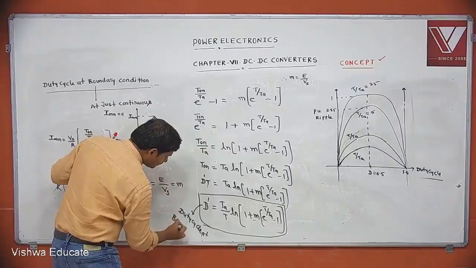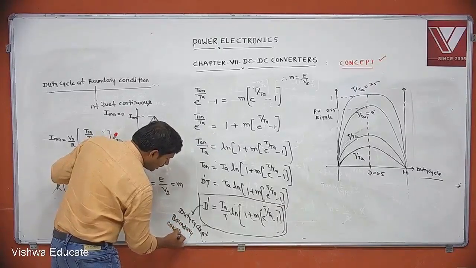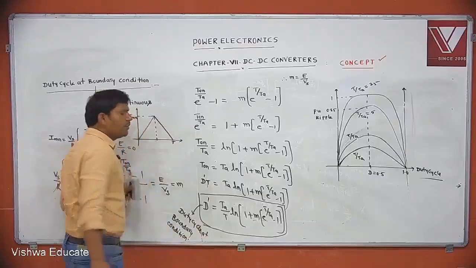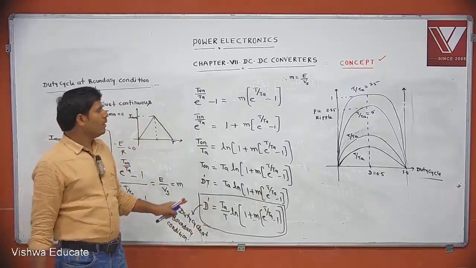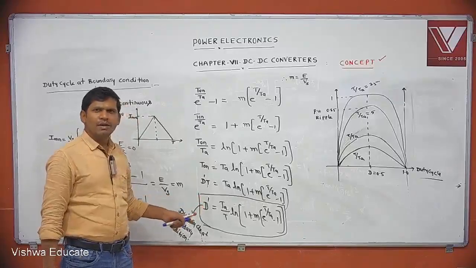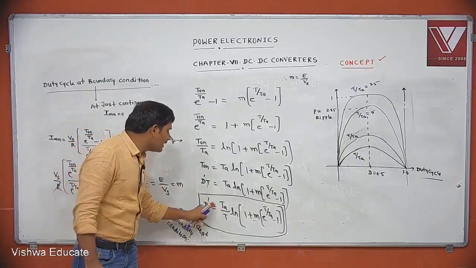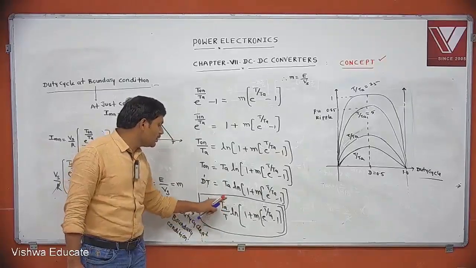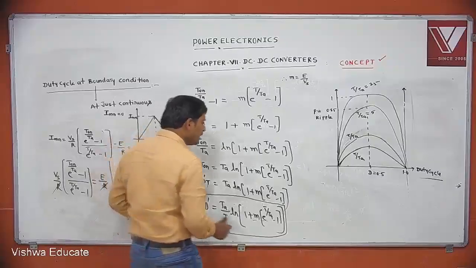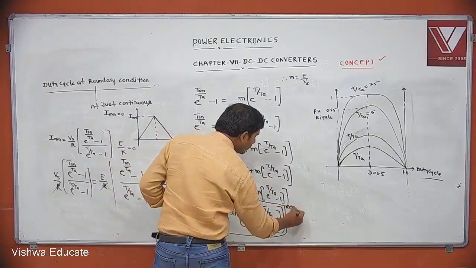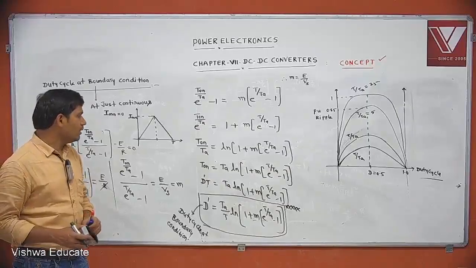At the boundary condition, this is the minimum duty cycle to make the current just continuous. For an RLE load in a type A chopper, what is the minimum duty cycle to make the current just continuous? D dash equal to Ta by T into ln of 1 plus M into (e power T by Ta minus 1). This is the minimum duty cycle to make the current just continuous.